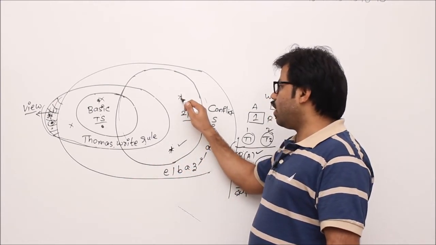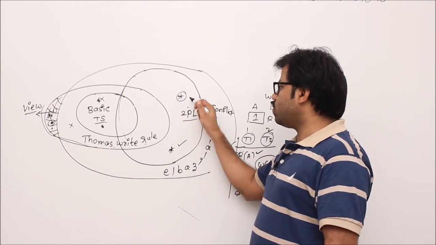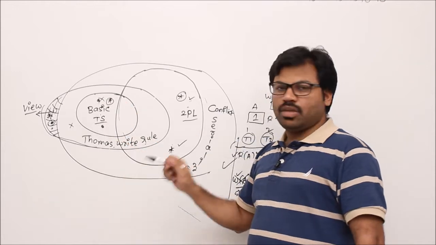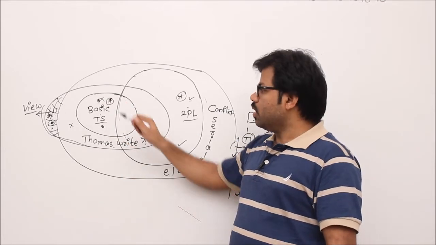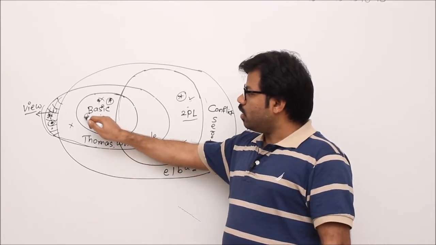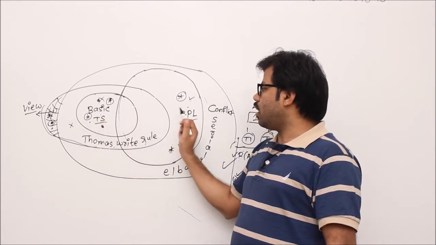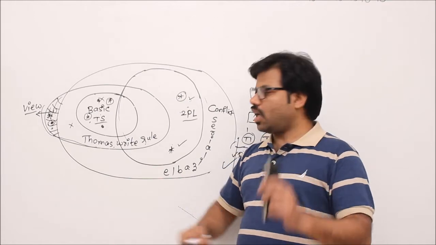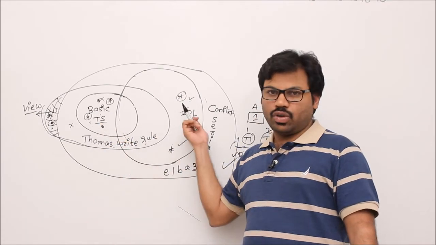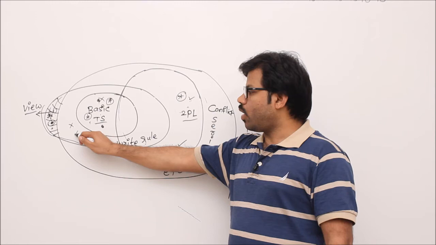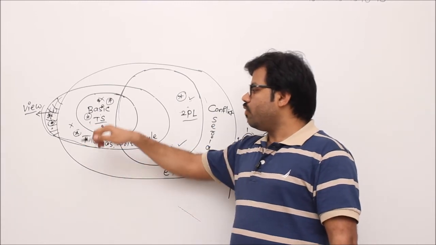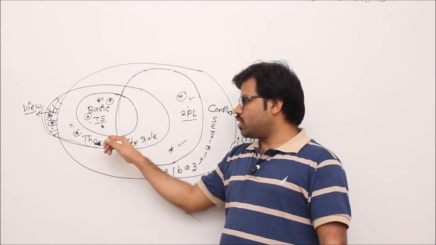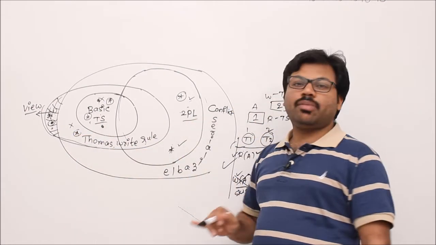There are some schedules which are allowed under 2PL that cannot be allowed under basic timestamp. Similarly, there are some points which are in basic timestamp but not in 2PL. That means there are also some schedules which are allowed under basic timestamp but not in 2PL. Similarly, there are some points, which we just covered, which are in Thomas Write rule. That means they can be accepted by Thomas Write rule, but they might not be accepted by 2PL.